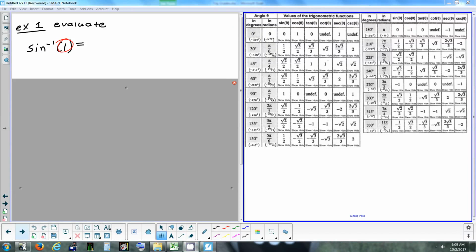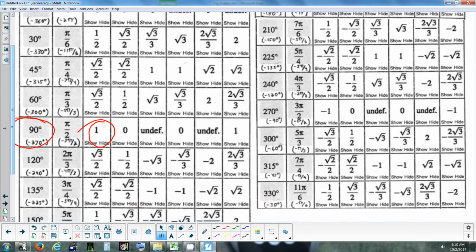Okay, so the way you do it is go to your sine column and keep going down the column till you find a 1. Okay, so I'm in my sine column. I'm going to go down. I found a 1 right there. Now from there, I'm just going to go across and read off the angle. Now, let me make that a little bigger. If you look at it, there's 4 choices, but 2 are in degrees, 2 are in radians. Okay, let's focus on degrees.